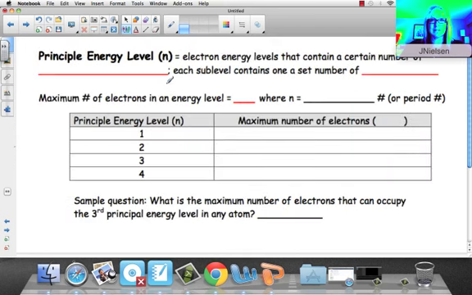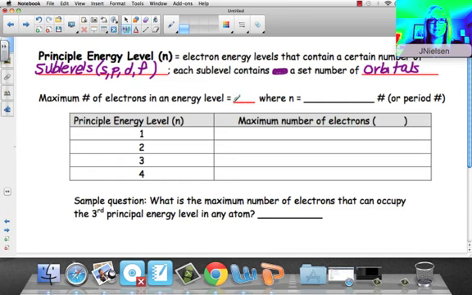So principal energy level, or n, electron energy levels that contain a certain number of sublevels. And those sublevels are specific. They are s, p, d, and f. And each sublevel contains a set number of orbitals. That doesn't belong there, that 1.